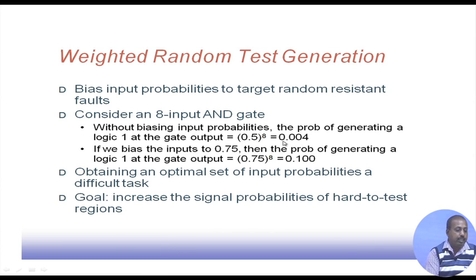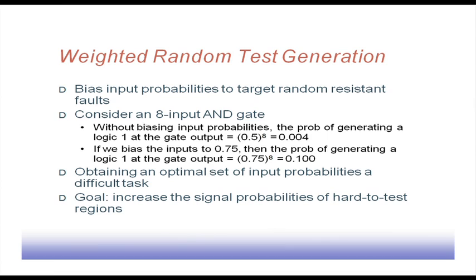Now, if we can bias the inputs, so that the probability of getting 1 at an input is 0.75 instead of 0.5, this random number generator is modified in such a fashion that in 75% of cases it generates 1 and in 25% of cases it generates 0. In that case, the probability of getting a logic 1 at each of the inputs is 0.75. So, the overall probability of getting a logic 1 at the output of the AND gate is 0.75 to the power 8. So, it is 0.1. You see that the probability has increased from 0.004 to 0.100.